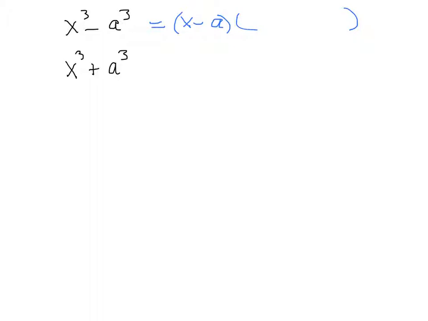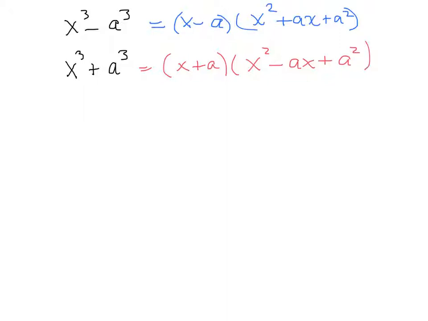So I have x minus a. The next part is square the binomial first term, multiply those two with the opposite sign, and square the binomial second term. Hopefully you remember that from last year. So this one would be x plus a times x squared minus ax plus a squared. And this one you really need to know by heart.